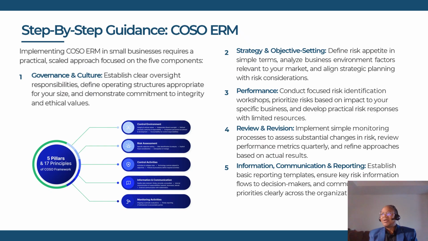Then you ensure you create a strategy and objectives. Objective setting is so important because you can't do everything all at the same time. So you must set some goals. You must define your risk appetite in simple terms. You must analyze your business environmental factors relevant to your market or to the kind of business that you do, and align strategic planning with risk considerations.